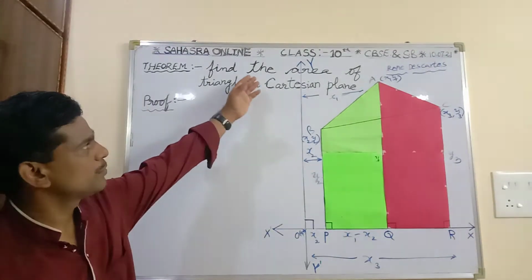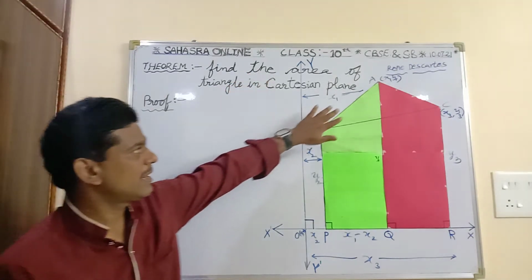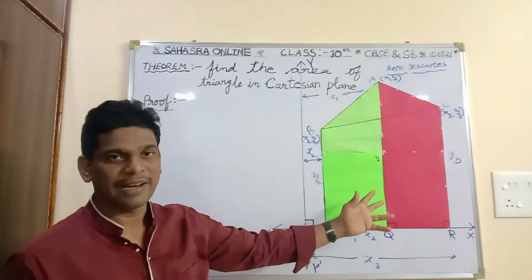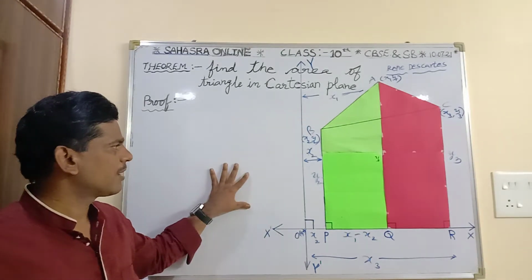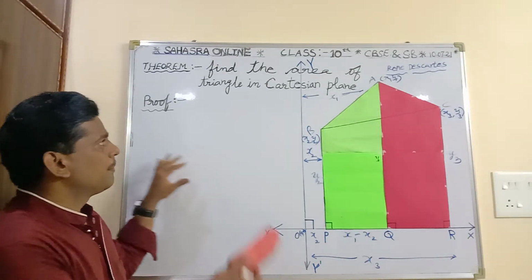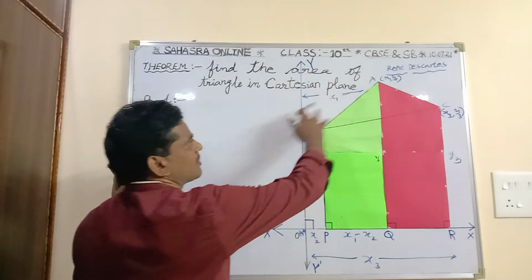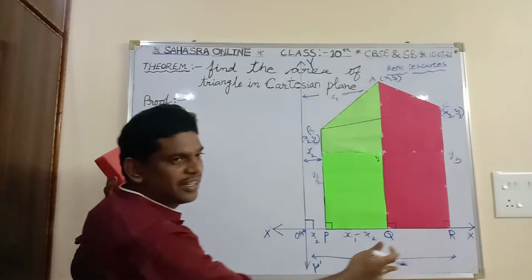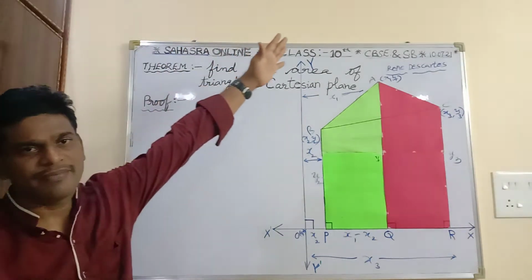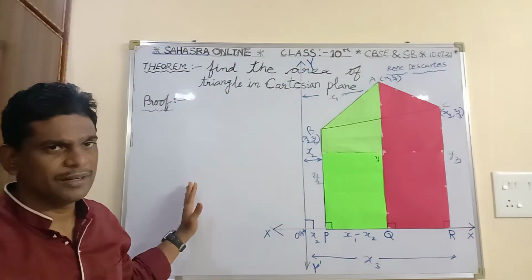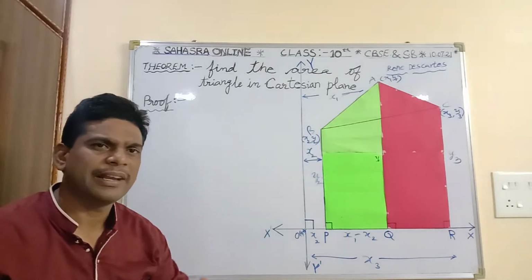Today I am going to prove the area of triangle in the Cartesian plane. What is the difference between plane and the Cartesian plane? Plane is a flat surface extending indefinitely in all directions. Our blackboard is an example for plane. Wall is a part of the plane.